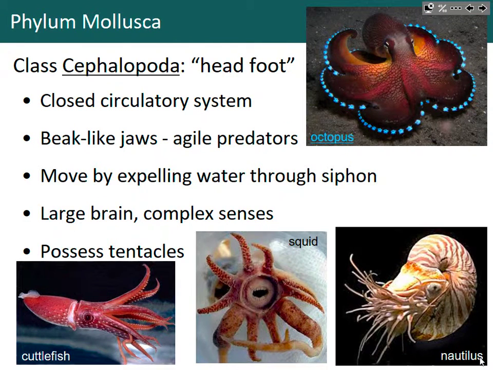Okay. Then we have the cephalopods. The word cephalopod means head foot. These guys have a closed circulatory system. The other mollusks have an open circulatory system in some areas, and now we have a closed circulatory system in the cephalopods. They have beak-like jaws. All of them are agile predators.